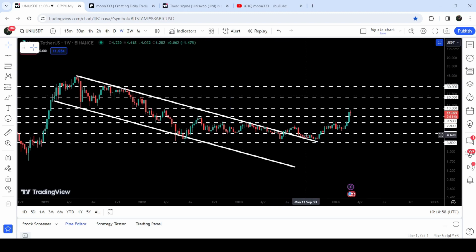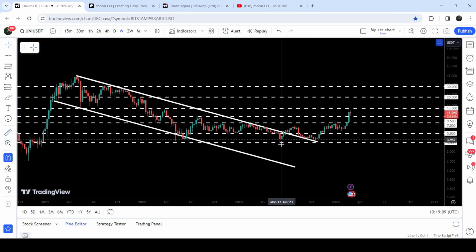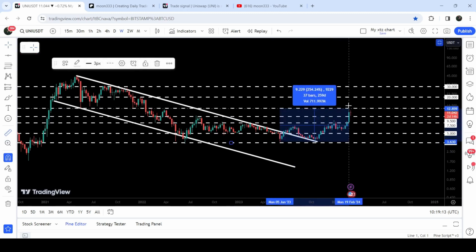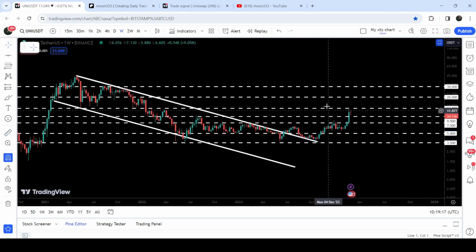But after the breakout, we had a price correction. We retested the previous resistance of the channel as a support, and then the price line geared up. And so far, it has rallied very well from this low to this high, from this low to here. So far, it has rallied more than 254%. And now, this is the second week it is struggling to break out the next resistance of $13 that had been previously working as a resistance here and support here and support here as well. Therefore, again, it is working as a very strong resistance.